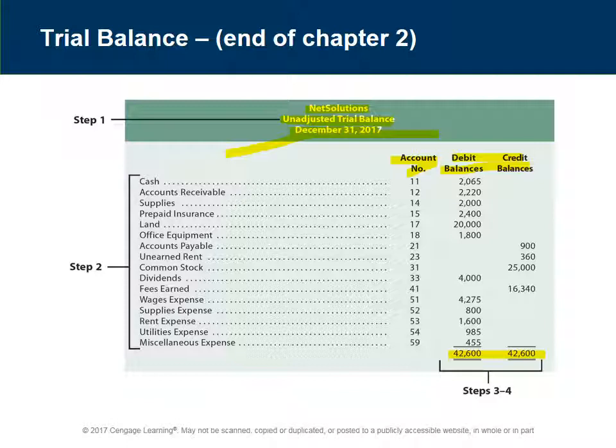For example, we might find that we've earned some of that rent. We might find that we forgot to record an accounts receivable. We have to do something to that office equipment that's sitting there. Some of our prepaid insurance has probably been used up.